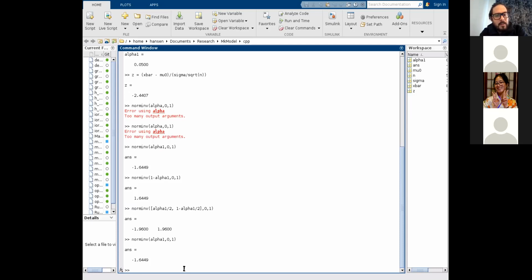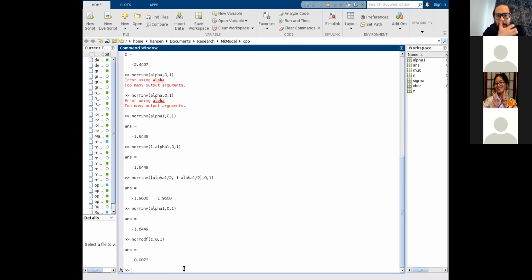Let's calculate the p-value there. So we calculate the norm CDF of this Z, with parameters 0, 1, right? And our p-value is 0.0073.